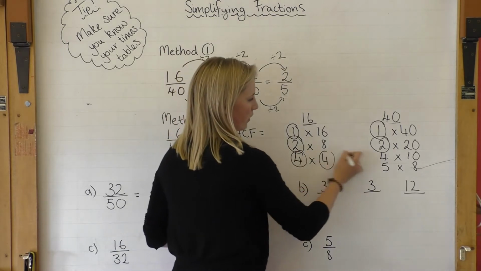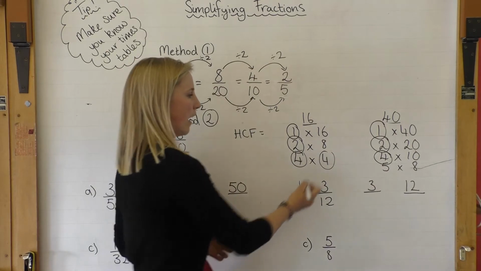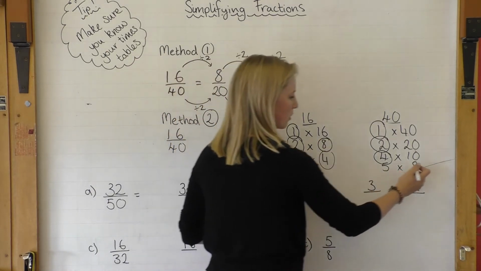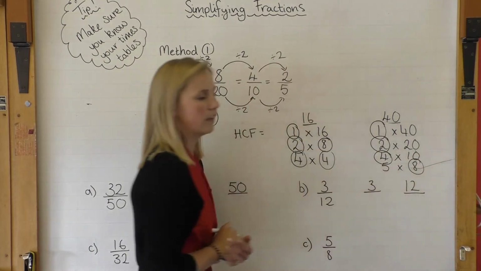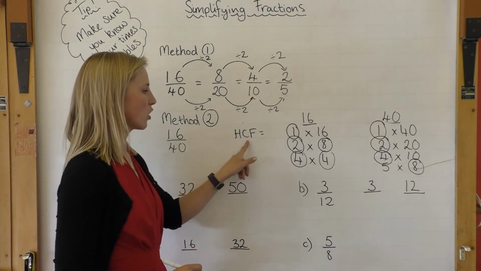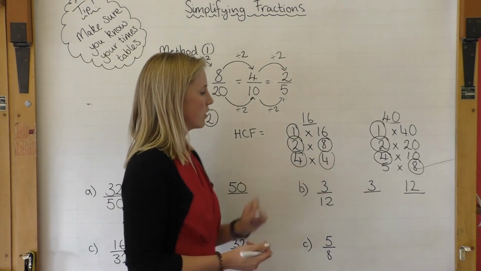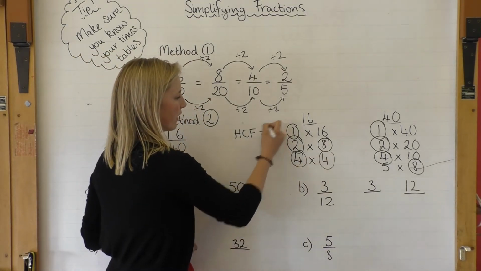4 is both a factor of 16 and a factor of 40. And in fact, 8 is both a factor of 16 and a factor of 40. So if I'm looking at my highest common factor, I'm looking at the biggest number that is circled. So that's going to tell me my highest common factor is 8.